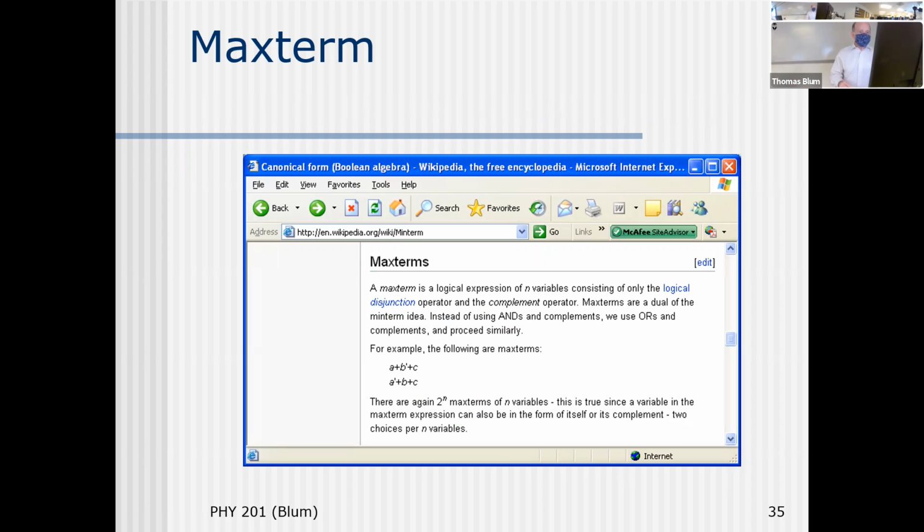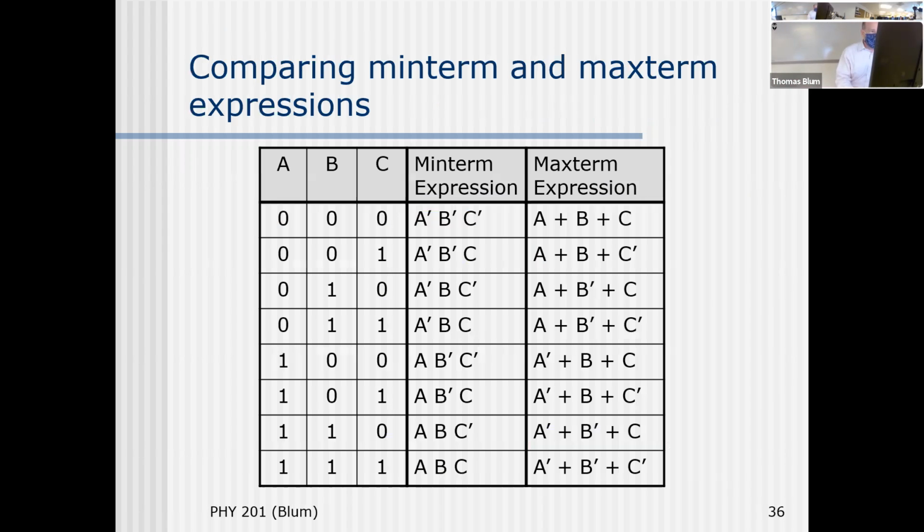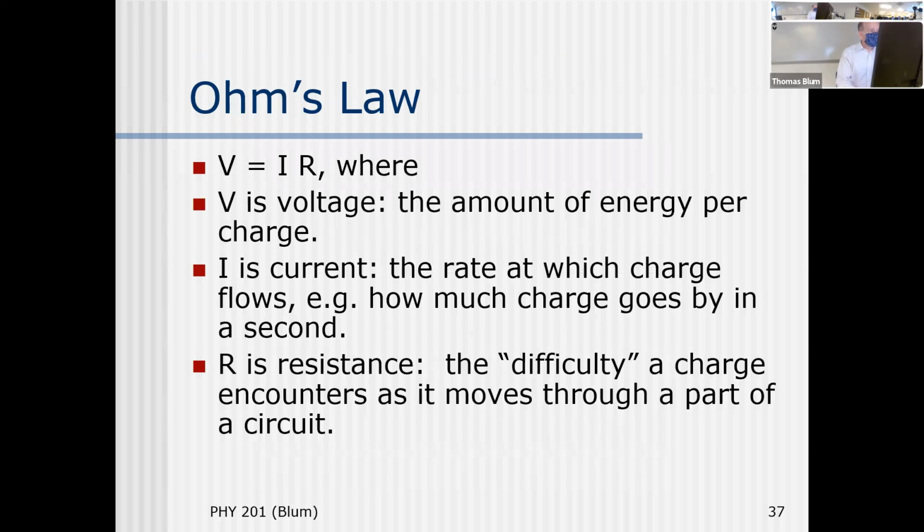10:06, okay. So Maxterms. Here is just one, again, not a truth table, but just the two kinds of expressions on the same table. Okay, we're switching over to resistors. Any questions on the logic stuff before I switch over to resistors? No, okay.